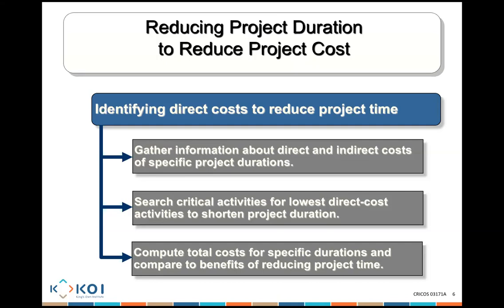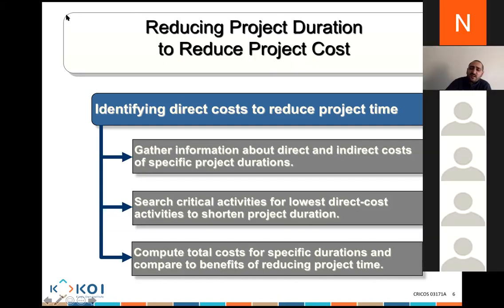You compute the total cost for a specific duration. So for day 13, I add the direct cost with the indirect cost, I get a total. 12, direct cost, indirect cost, total, 11, 10, 9, and so on. Any questions, guys?